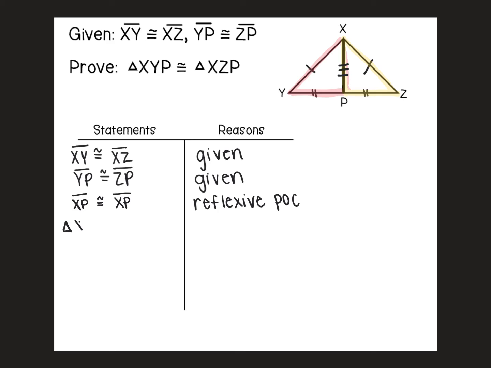After I add that reflexive property, I now have 3 marks on both triangles, which means I can prove these two triangles are congruent. And when I look up at my diagram, I see that I have 3 sides marked in both, so this would be side, side, side.